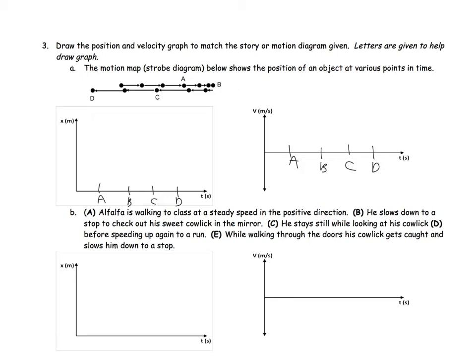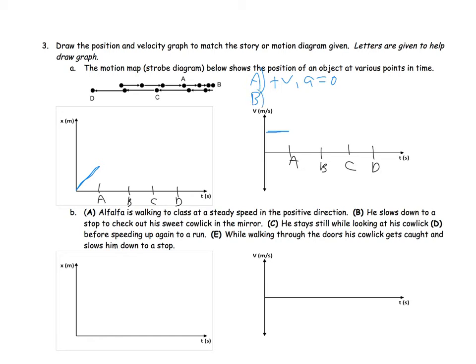So, for this part here, A, this is showing a positive velocity because we're going to the right, and it's also showing a constant velocity. So, on a position graph, positive constant velocity is going to be a straight line going up. On a velocity graph, it's going to be a horizontal line above the axis.